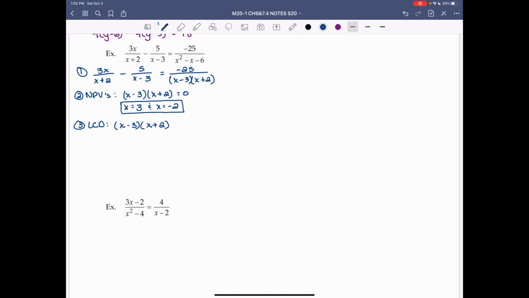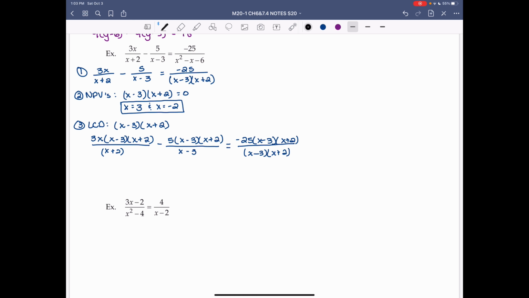Multiply that to each of our fractions. We get 3x times (x minus 3)(x plus 2) over x plus 2, minus 5(x minus 3)(x plus 2) over x minus 3, equals negative 25(x minus 3)(x plus 2) over (x minus 3)(x plus 2).